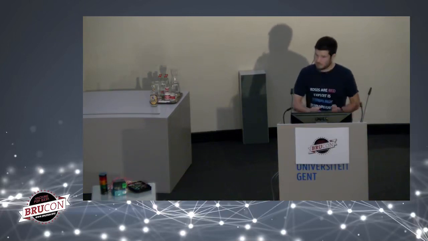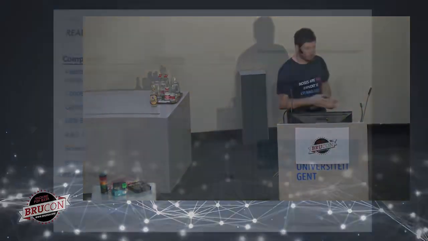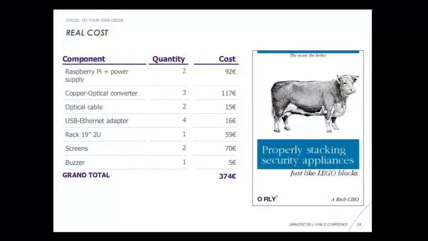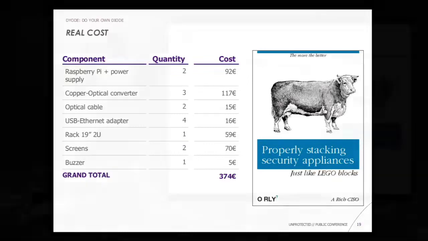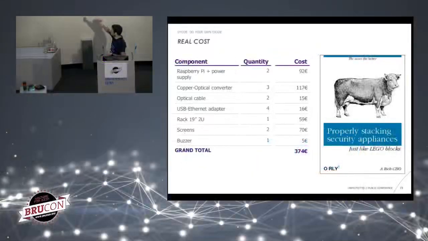Okay, so as I mentioned, the target cost was $200. However, if we do the real calculus here, the first version we did was 374 euros, so a bit over budget. So you can actually reduce the cost because the screens are useless, they do not display any kind of useful information. I'm sure you can find a cheaper rack box, because if you take a look, the rack is actually one of the most expensive parts.